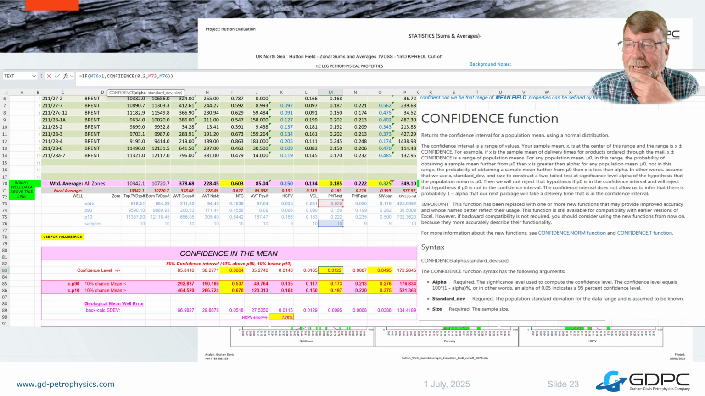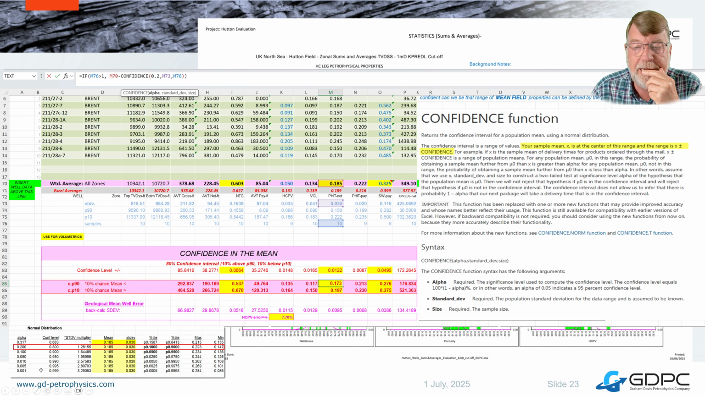And again, here's the function. The confidence in the mean is basically that you're 80% confident that the average properties of these wells, this population average, is going to fall within this confidence range. And then we can calculate a P90 and a P10 based on this average plus or minus the confidence level either side.